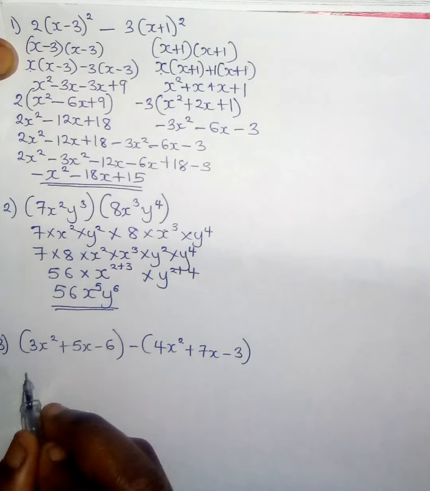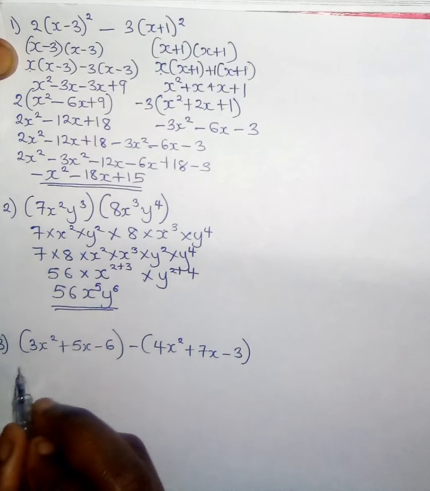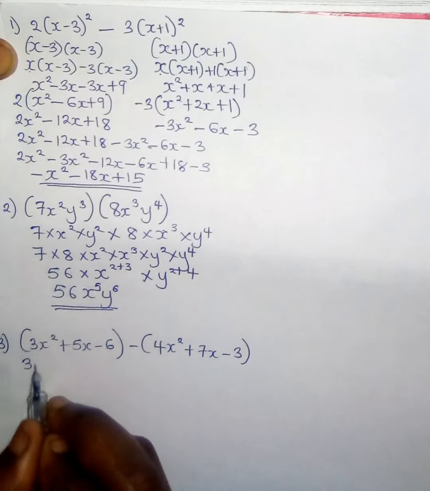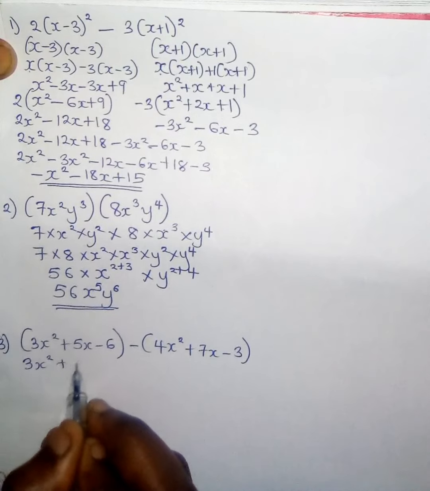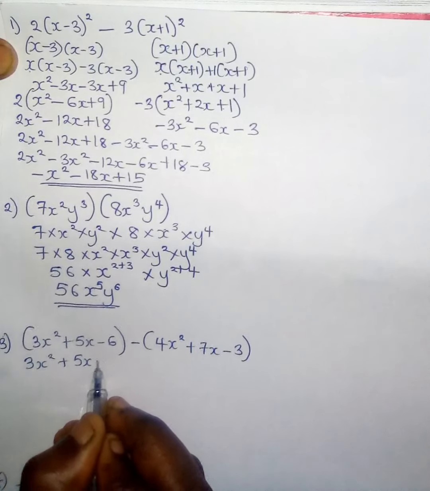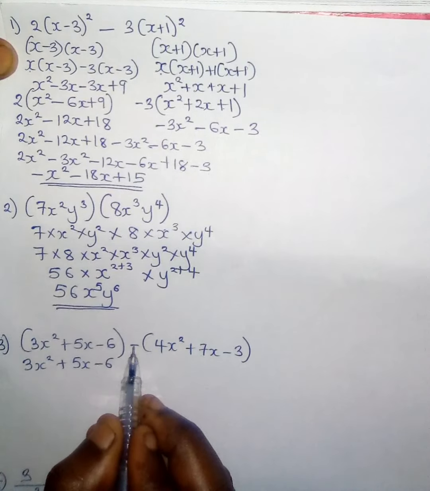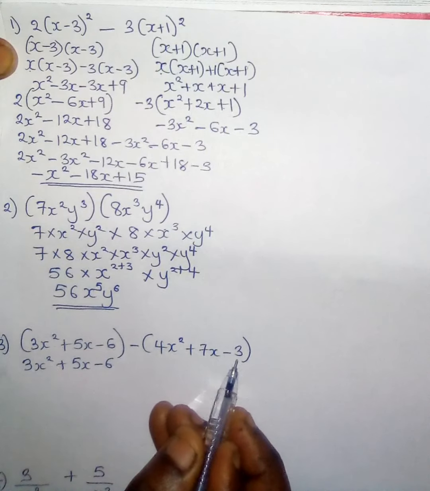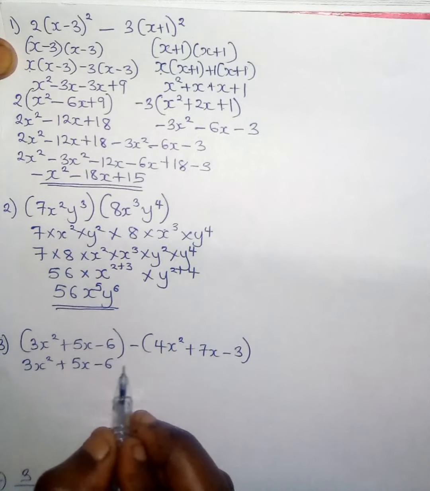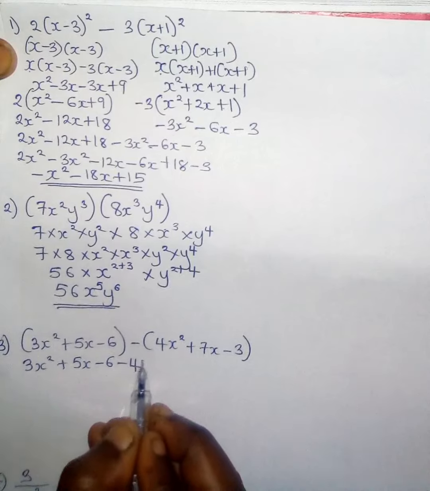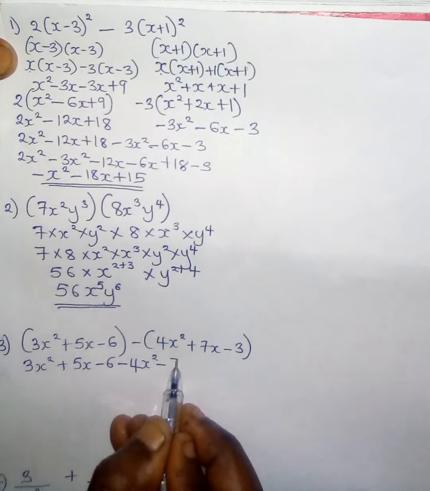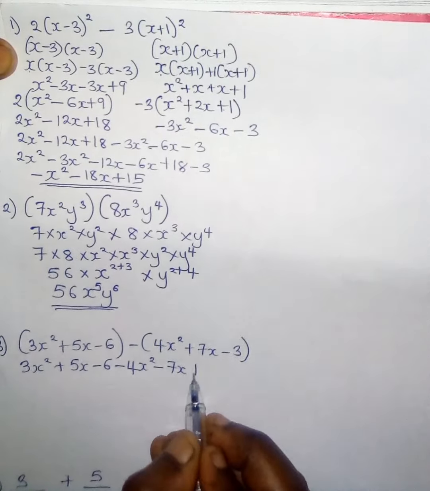Let's look at the next example. We have this, so we remove the brackets. We have 3x squared plus 5x minus 6. Now this negative sign outside changes the signs of everything inside the parentheses. So we have minus 4x squared minus 7x plus 3.